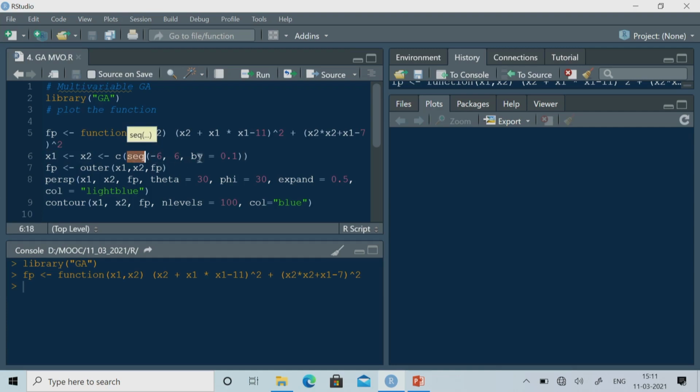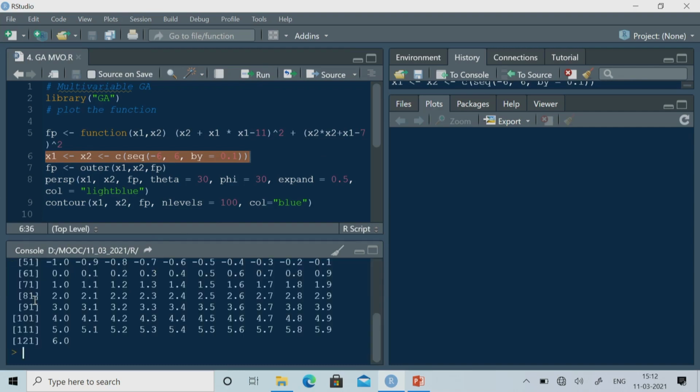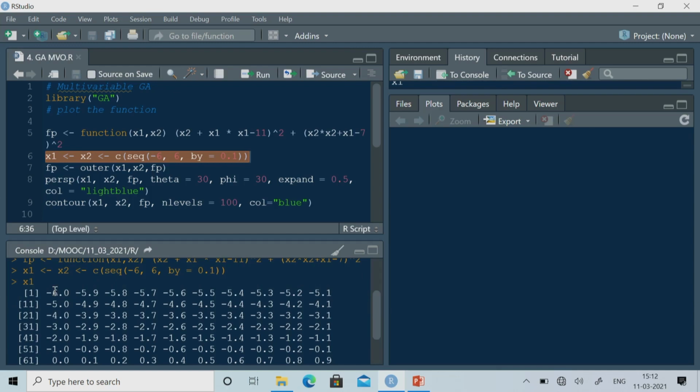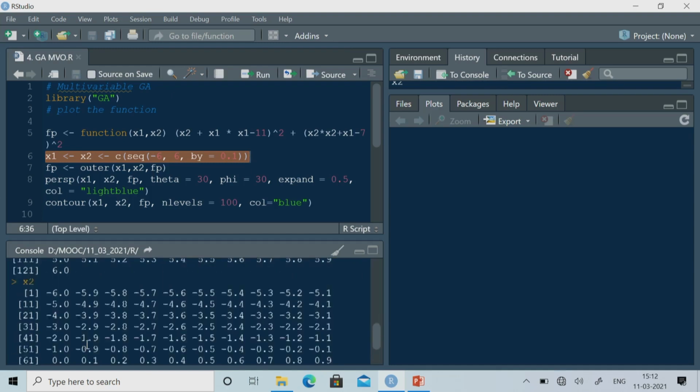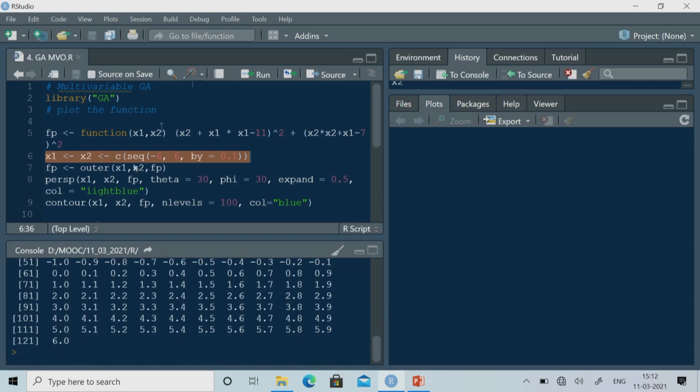from -6 to +6, and the points will be created at an interval of 0.1. This is true for both cases, that means x1 is varying between -6 and +6, and similarly x2 is also varying between -6 and +6. Let us execute this particular line. So, this has been executed. Now if you want to see what x1 is, these are the x1 values. You can see -6 to +6 at an interval of 0.1. Similarly, x2 also I can see. This is the x2 value, -6 to +6.